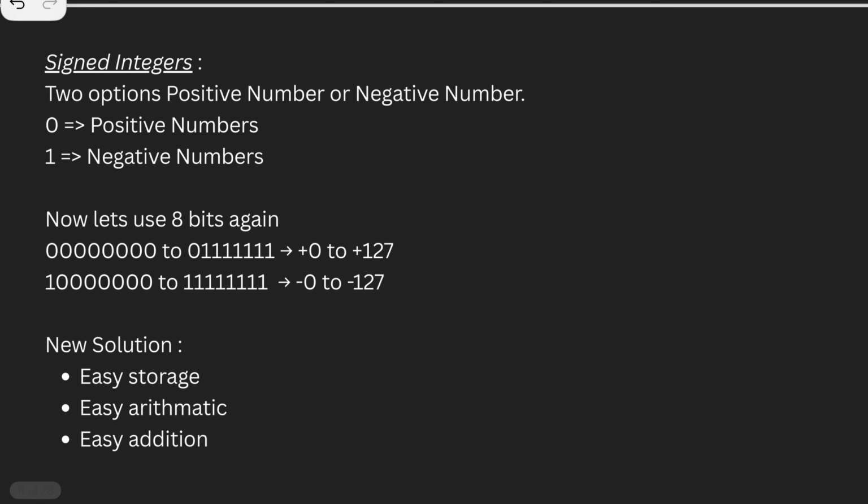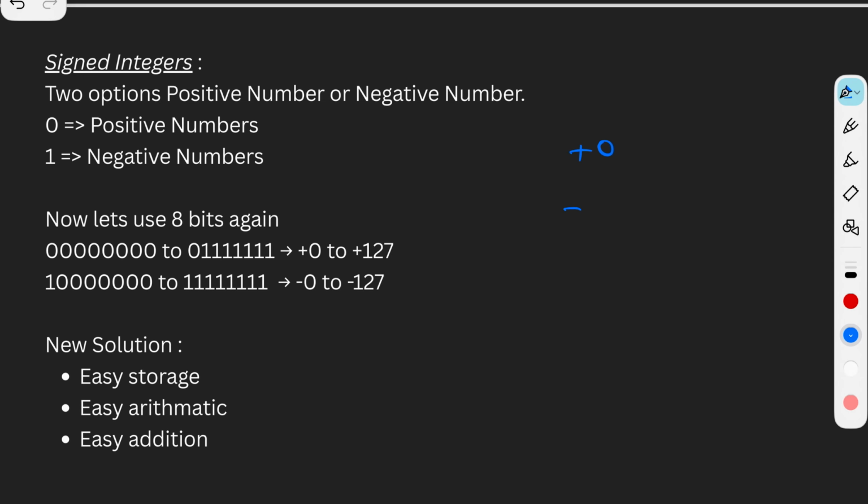Also, one more thing I would like to highlight. Try to add positive 0 to negative 0. Look at this. You try to add these two numbers, you will get 1 0 0 0 0 0 0 0. You get negative 0.